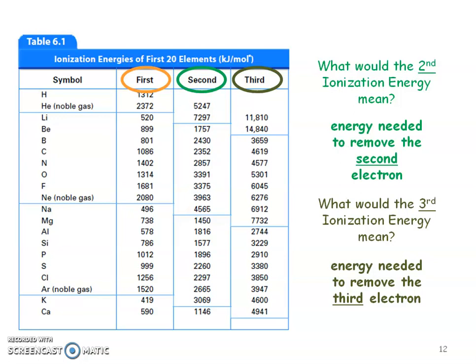So if we look at an element like, let's say, chlorine, chlorine has 17 electrons. So it technically would have 17 ionization energies. How much energy is needed to remove each of those electrons? Now remember though, it's going to happen one by one. You have to remove the first one, then the second one, then the third one. You're not going to be able to remove all 17 in one shot.